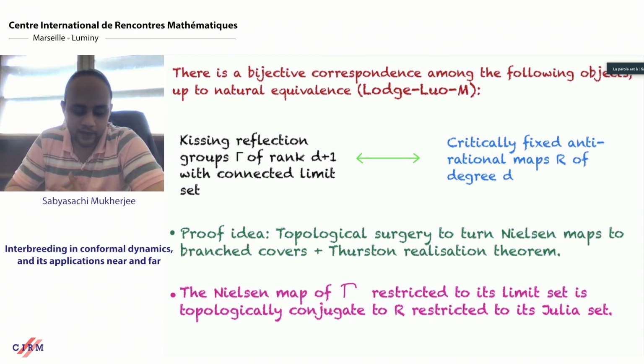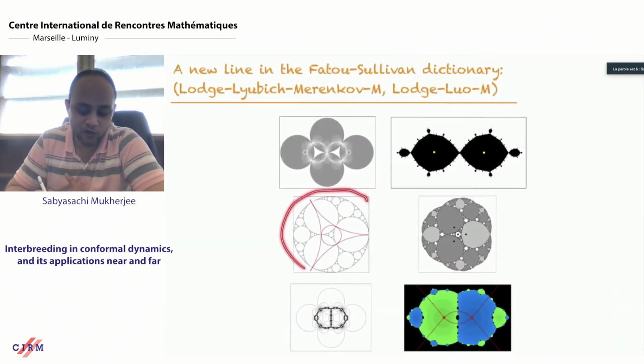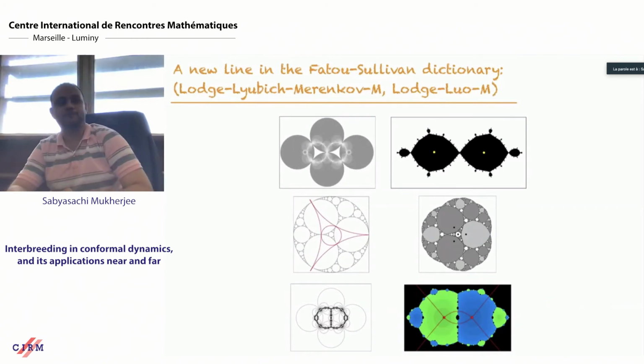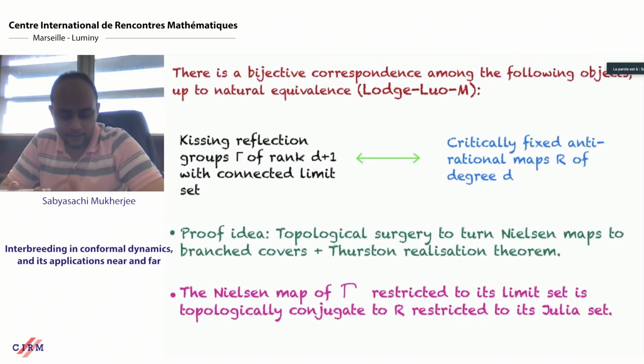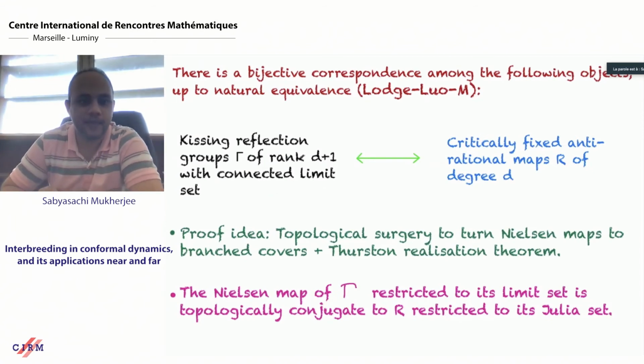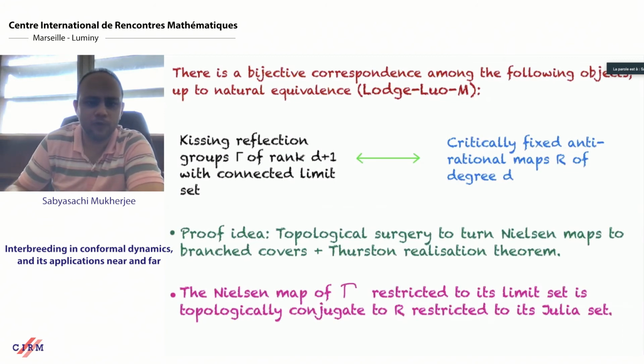In other words, you give me any kissing reflection group with a connected limit set, say this one, I can find a critically fixed anti-rational map such that the Nielsen dynamics over here is topologically conjugate to the rational dynamics over here. There are many applications of this dictionary, but I'll not get into that. So, just a one-word sketch of the proof here.